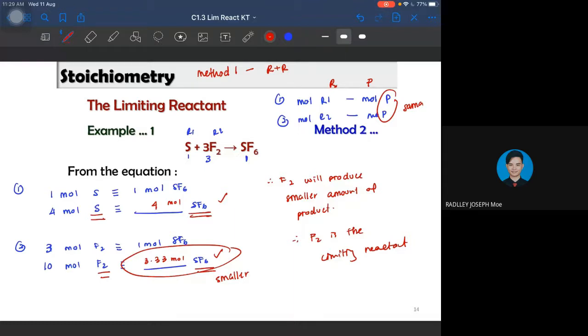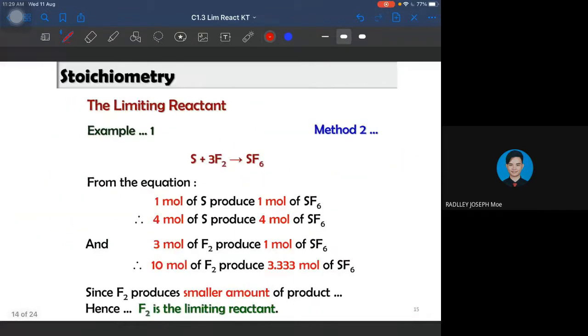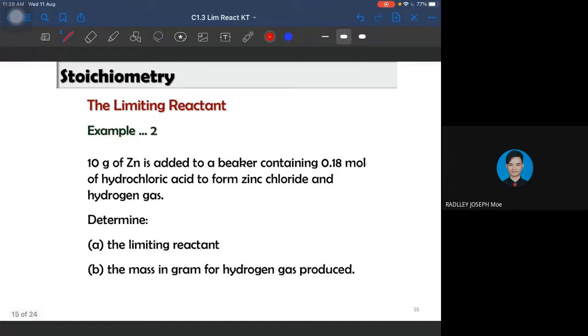Alright, so kita tengok example yang mencabar sikit. Alright, so baca dulu soalan. You have 10 gram of zinc added to a beaker containing 0.18 mole of HCl to form a zinc chloride and hydrogen gas. Okay, so determine the limiting reactant, cari siapa limiting, and then bila dah tentukan siapa limiting reactant, kita nak tentukan mass of product hydrogen gas tu.